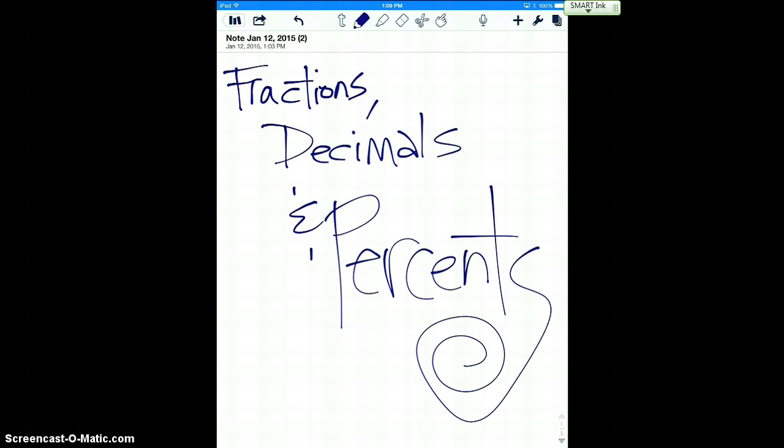Fractions, decimals, and percents. Oh my! These are the things that you're going to be writing in your notebook today with the date, table of contents, this thing.